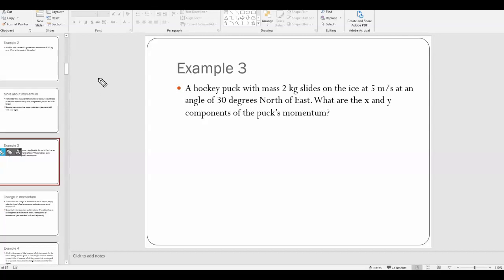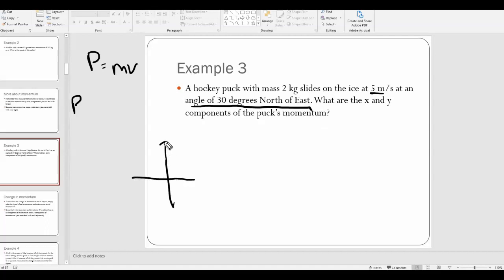Okay, so this is a relatively straightforward calculation. Just to remind you, momentum is mass times velocity. Now there's really two ways to approach this. We have the velocity vector. The velocity vector has a magnitude of 5 meters per second and a direction of 30 degrees north of east. One way we can do this is we can find the x and y components of the velocity and then use that to find the components of the momentum.